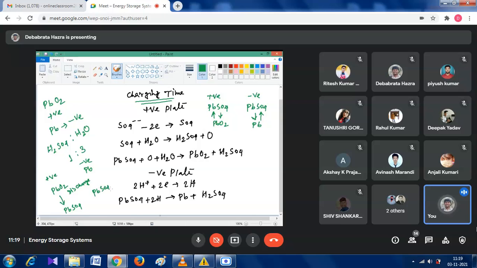After discharging, both the plates become lead sulfate.